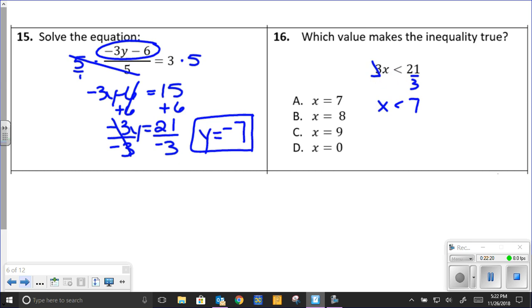Okay, oops, I got rid of too much there. But anyway, I'm looking for everything that is less than 7. I'm not looking for anything bigger or anything like that. 7 is 7. This is out. 8 is bigger. 9 is bigger. This here, ladies and gentlemen, is the only one that is correct.